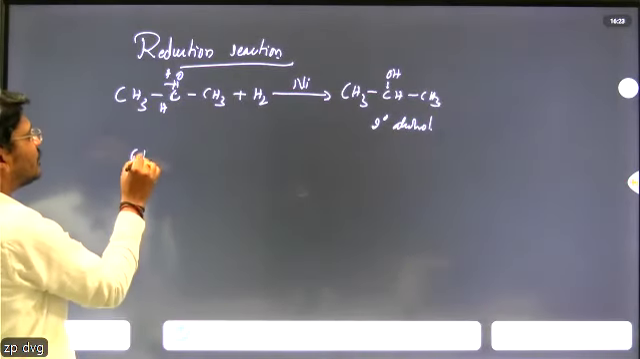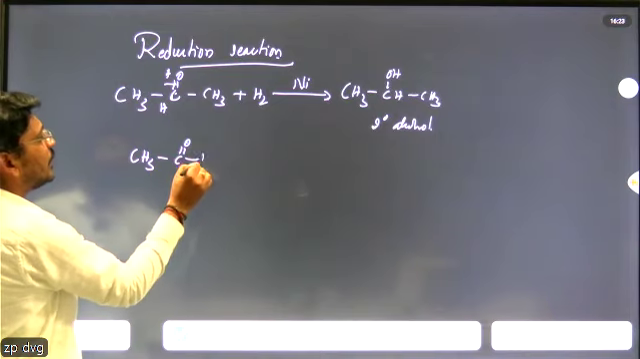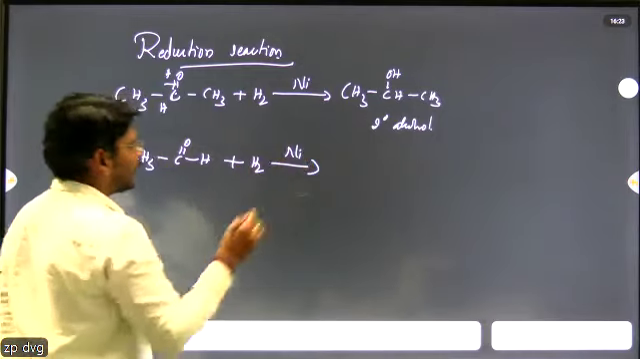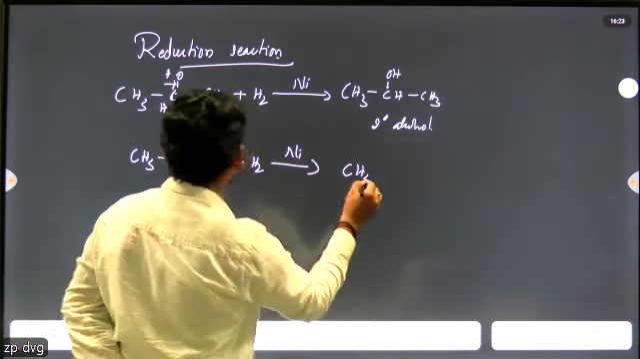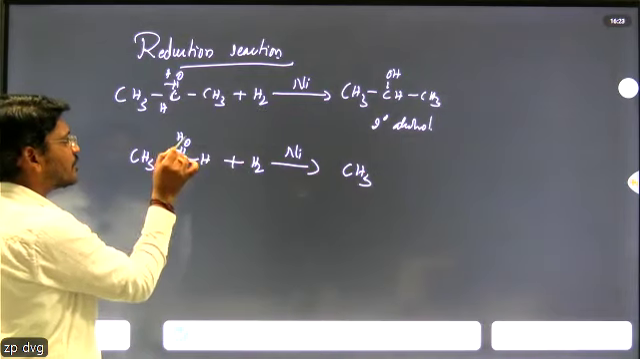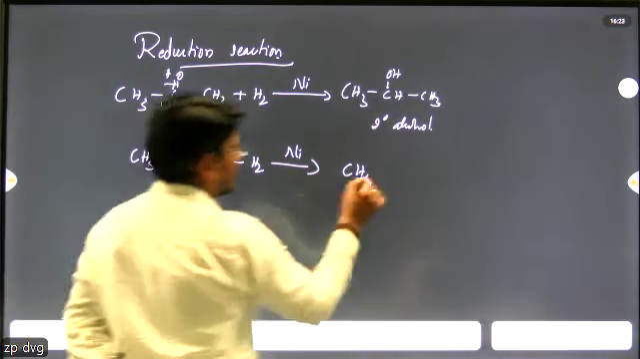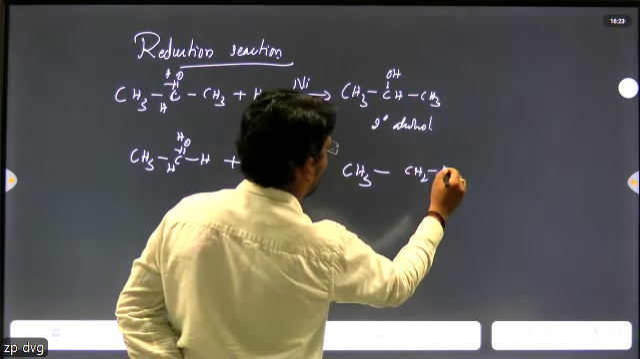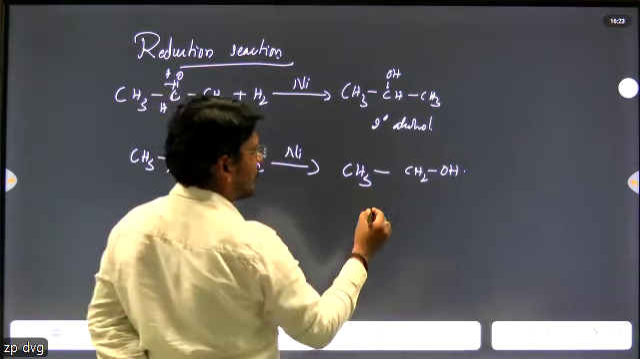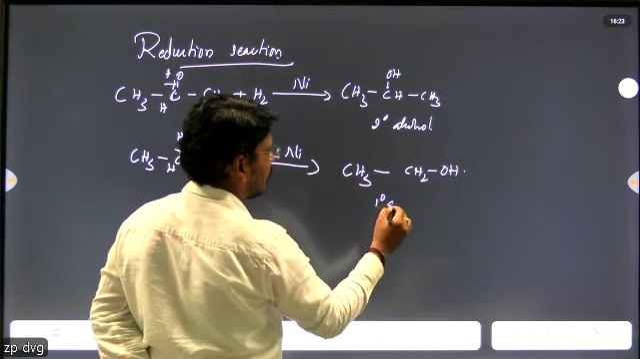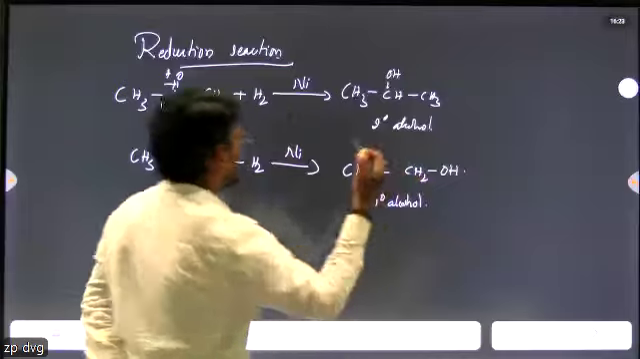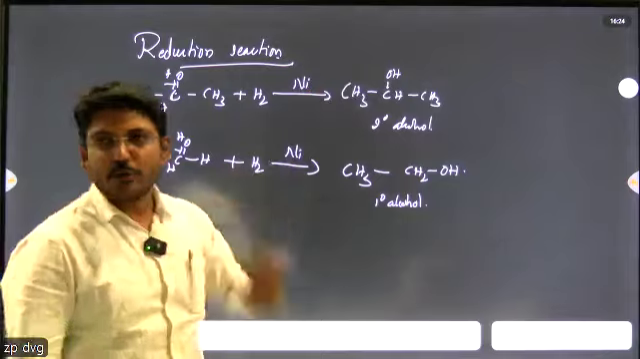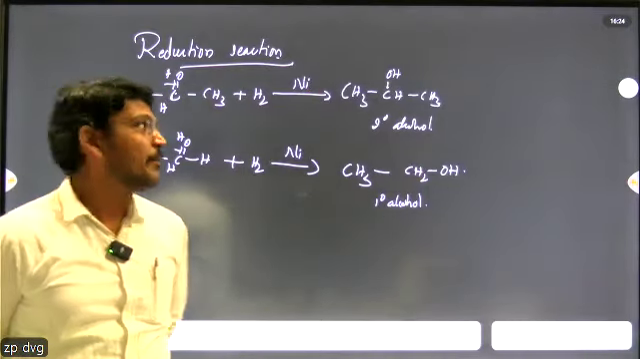In the same way, if you consider acetaldehyde also, CH3, C double bond O, H, when this one undergoes reduction in the presence of the same nickel, platinum, or palladium. So here, if you observe, the same pi bond undergoes breakage. Instead of one bond, we can add two hydrogen atoms. So CH3, C, H2, OH. The name of this particular component is ethanol. That is a primary alcohol. When an aldehyde undergoes reduction, definitely we get a primary alcohol. When a ketone undergoes reduction, it forms a secondary alcohol.